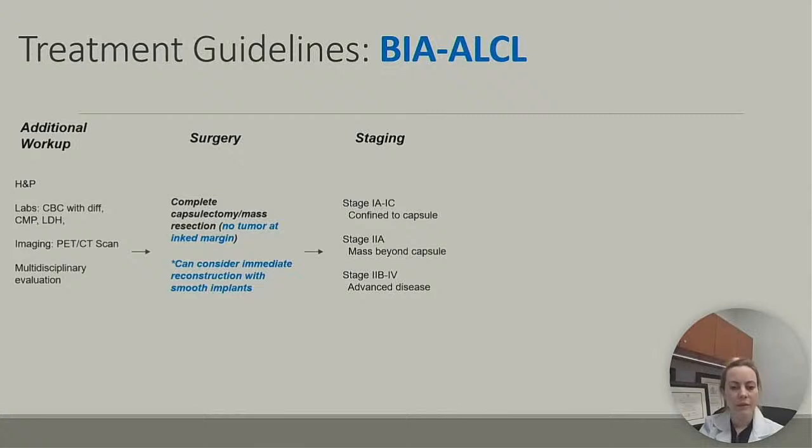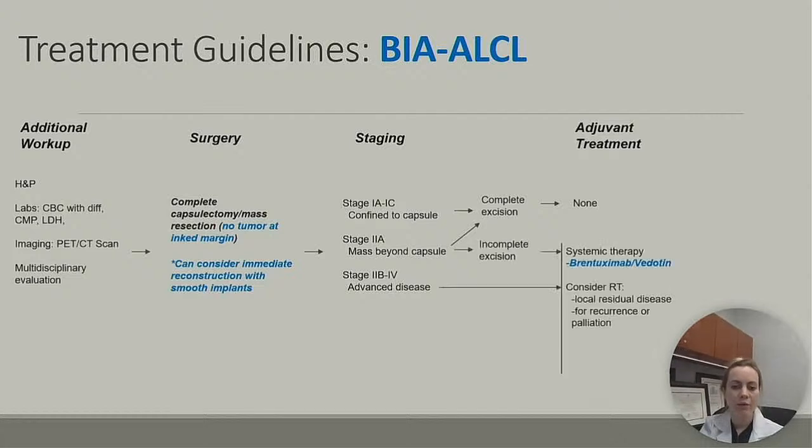In terms of additional treatment after surgery, if you can get a complete excision, then no further treatment's necessary. However, patients who either have incomplete excisions or advanced disease that involves lymph nodes or other sites, then we recommend systemic therapy with chemo at that point. Radiation is really only reserved for palliative cases.